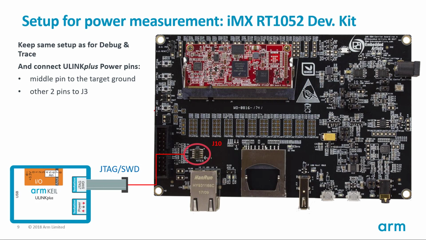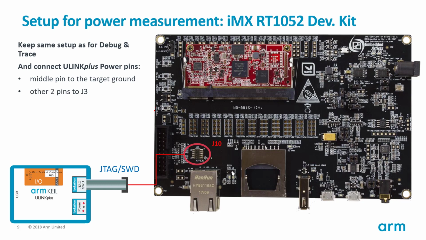So let's have a look at the setup required for the i.MX RT1052 development board. We need to keep the connections for the debug and trace as done in the previous part. And this board already has multiple jumpers for power measurement. You can measure the current at chip level only, on the OEM module, just the ADC, and so on.